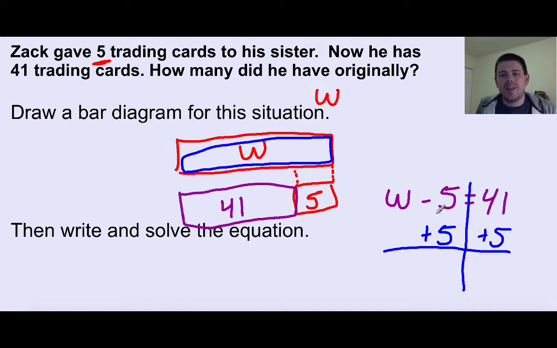What I really want to do is, they had subtracted 5 away. I want to add it back. I want to kind of put us back to the starting point, whatever Zach started with to begin the problem. Well, 41 plus 5 is 46.